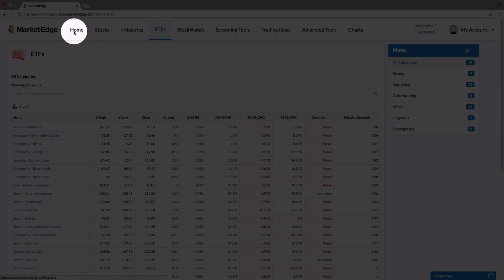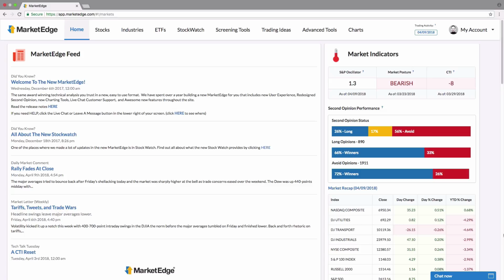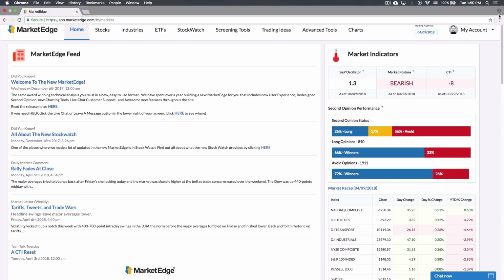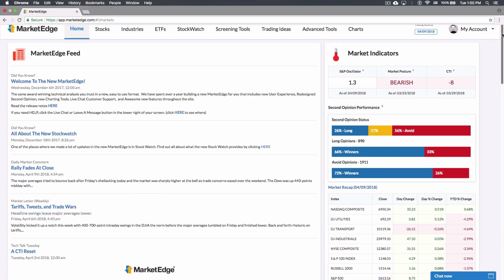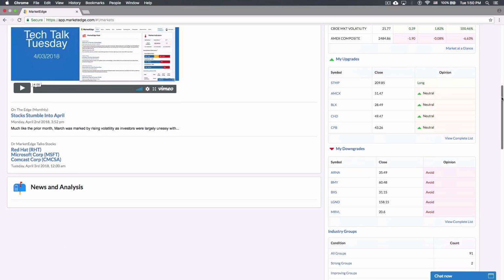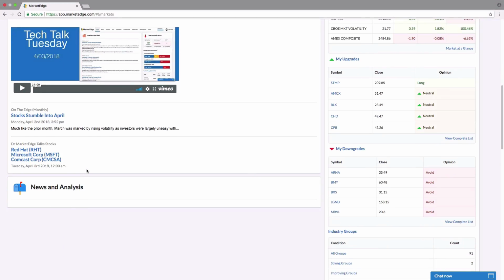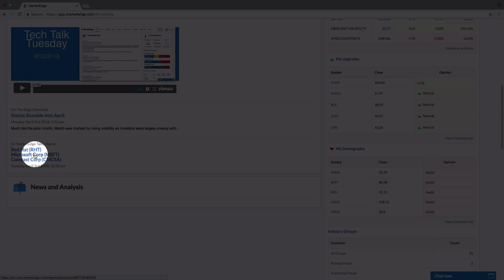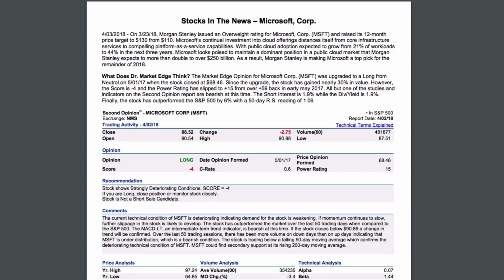Okay, before we break away, one last thing we want to take a look at every week. Some of the guys here will put together what we call Dr. Market Edge Talk stocks. If you come down to the bottom here, they'll take 3 stocks that were in the news, in Barron's or something, that were reviewed, upgraded or downgraded. Last week we put up Microsoft, and the guys put together a little bit of the fundamental picture, what's going on. Then we take a look at the second opinion.